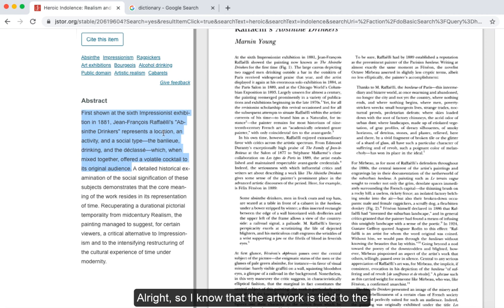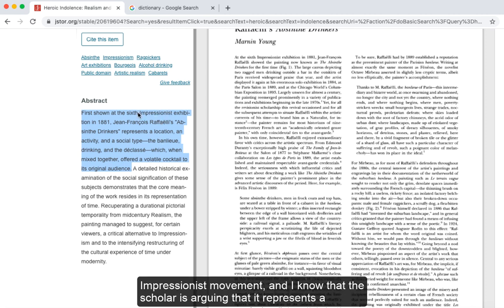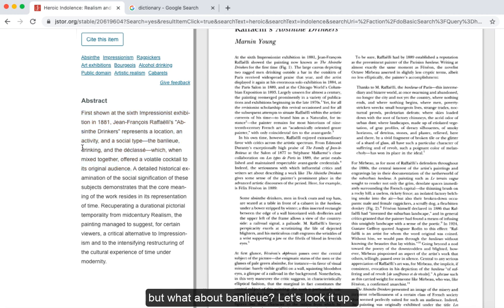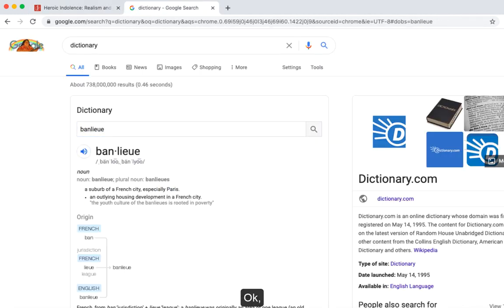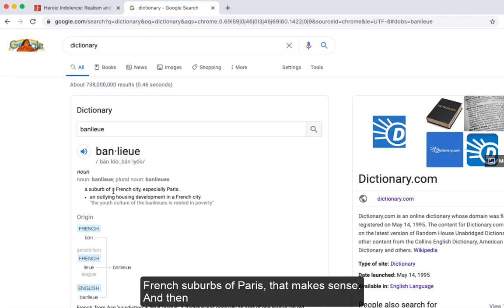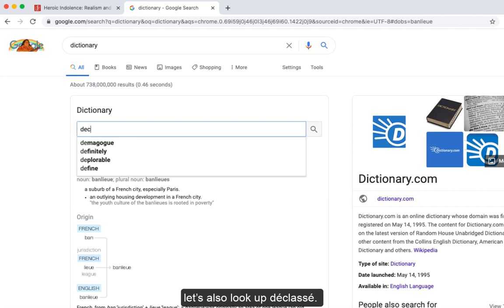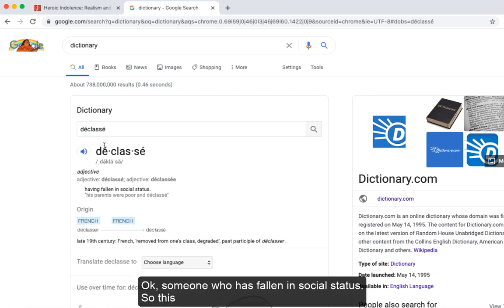Alright, so I know that the artwork is tied to the Impressionist movement, and I know that the scholar is arguing that it represents a location, an activity, and a social type, the banlieue, drinking, and the déclassé. I know what drinking is, but what about banlieue? Let's look it up. Okay, French suburbs of Paris. That makes sense. And then let's also look up déclassé. Okay, someone who has fallen in social status.